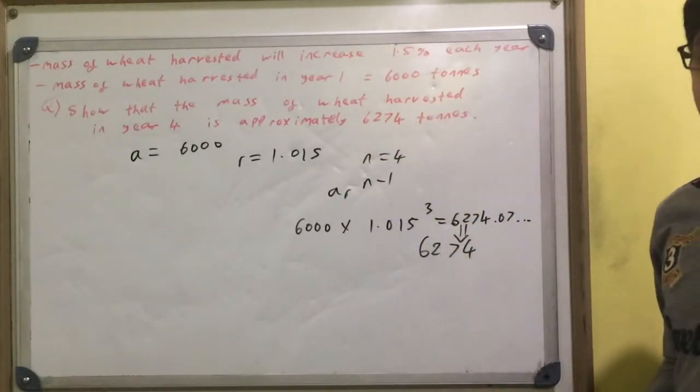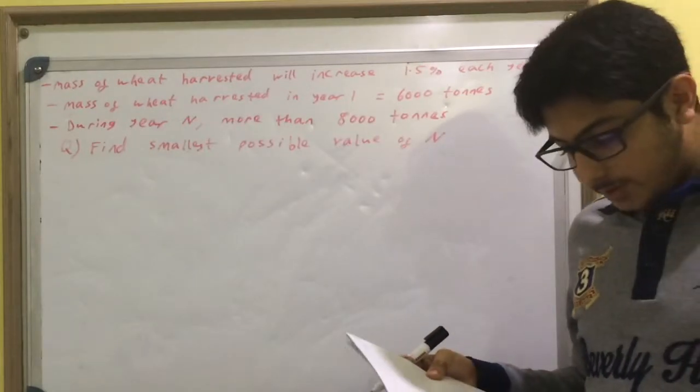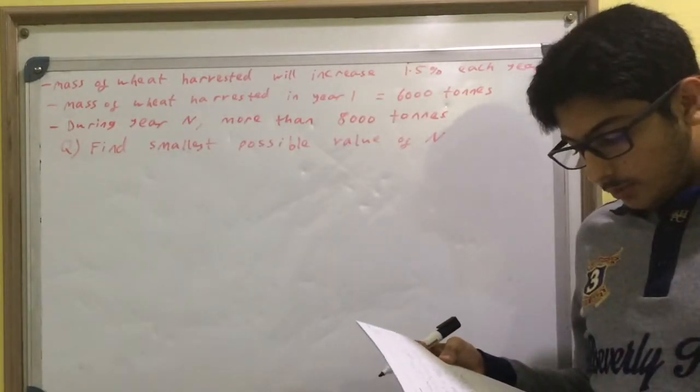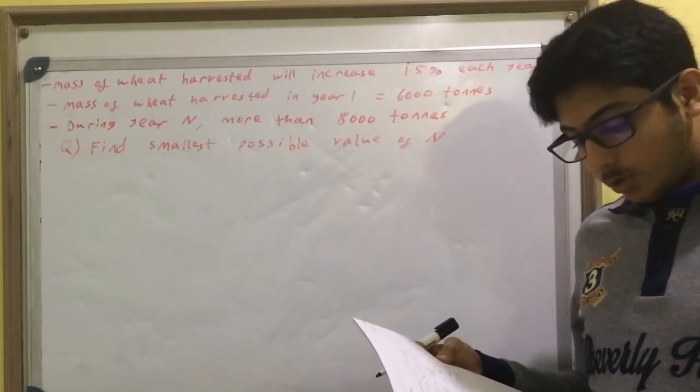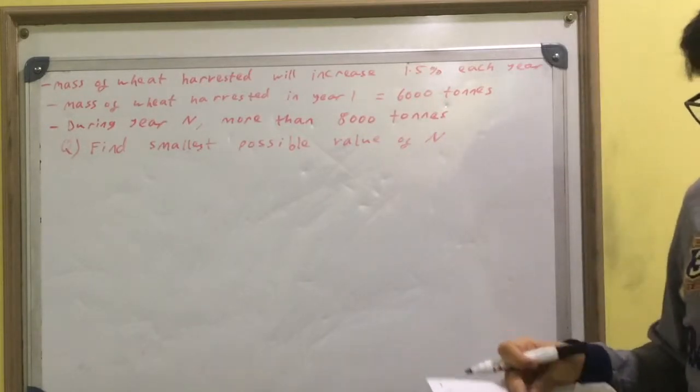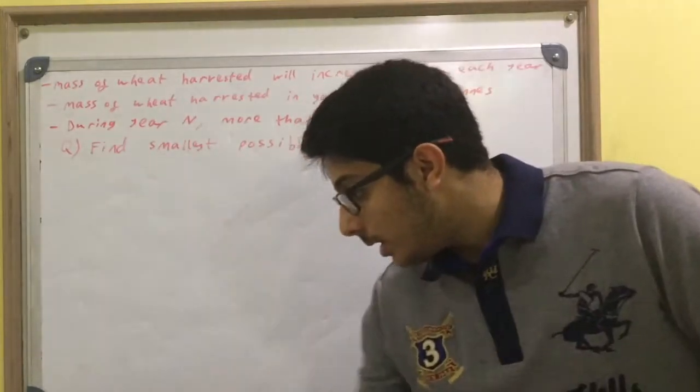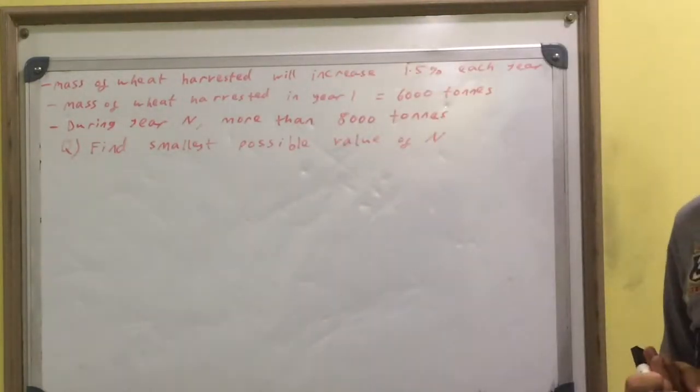Next part of the question. During year n, according to the model, there is predicted to be more than 8,000 tons of wheat harvested on the farm. Find the smallest possible value of n. Pause the video, have a go, and then I'll go through it.